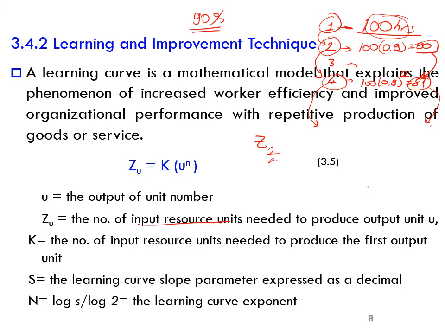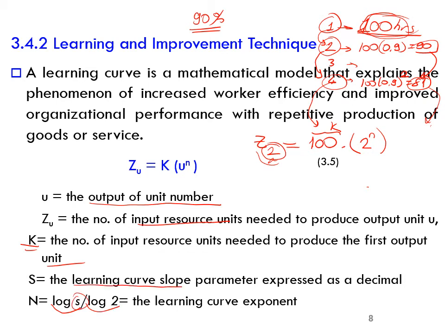Okay, so this Z2 will be equal to this K, the number of input resource units needed to produce the first output unit. Okay, in this example, K is 100, which is the time needed for the first unit, multiplied by U, the output unit number. So for example, if we are calculating the second unit, then this will be 2 to the power n. But what is this n? n is the logarithm of s divided by the logarithm of 2. And what is this s?